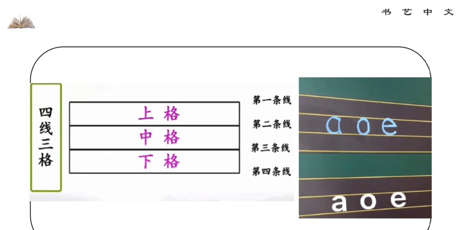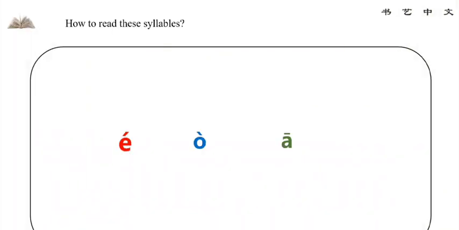Now, if you have a pencil and paper, you can write down these syllables by yourself. Now it's your turn. How to read these syllables? Could you please tell me? It is homework for you, and next class we'll check it together, okay? That's all for today's class.